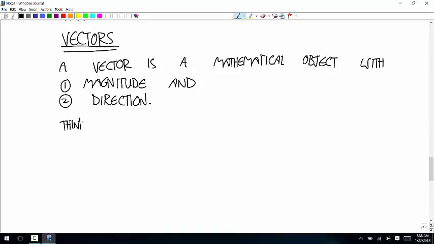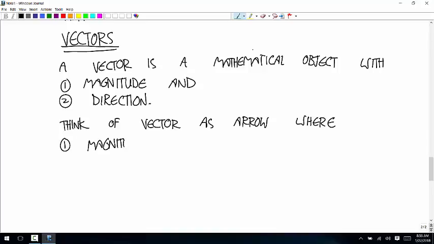And we'll always think of a vector as an arrow, where the magnitude is the length of the arrow, and the direction is just where it's pointing.